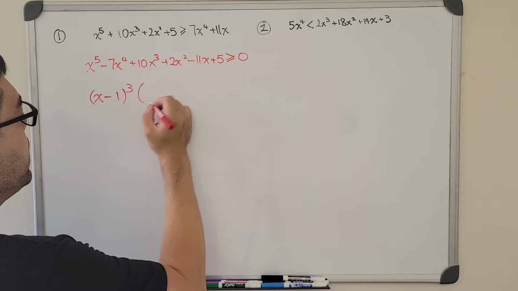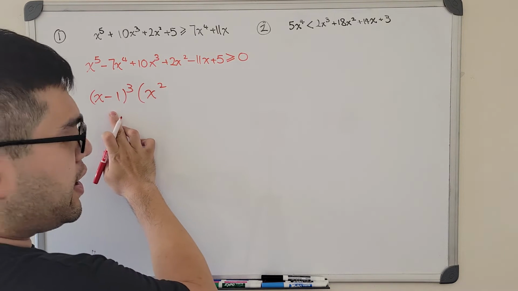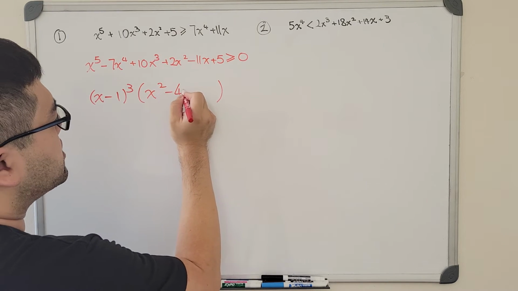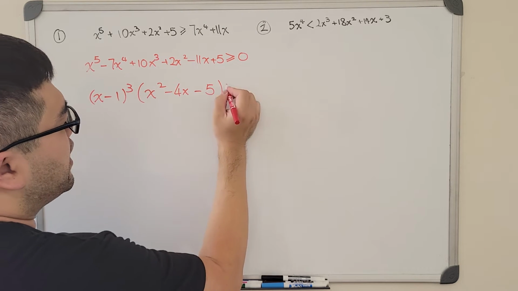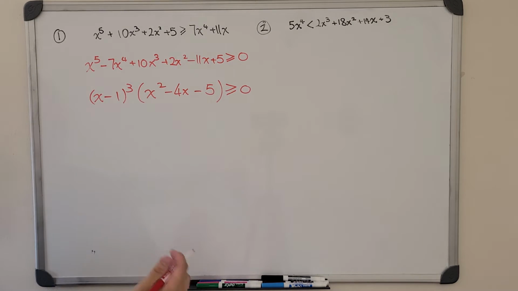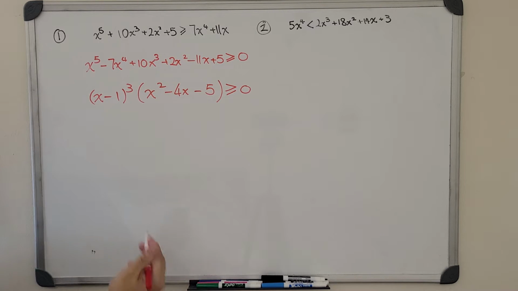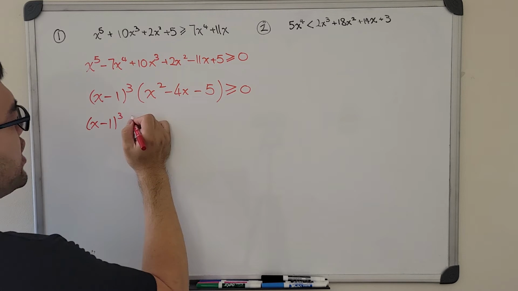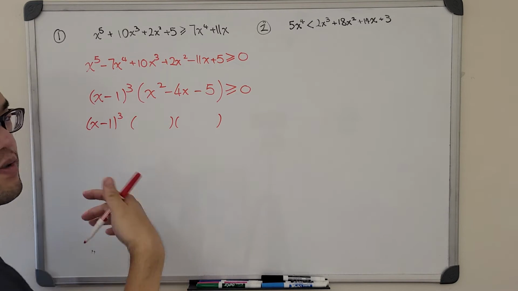so that we eventually will end up with the following. We get 3 copies of x minus 1, and then for the remaining part, we get x squared minus 4x minus 5, which is still greater than or equal to 0. Good. And now, for the second part, we still can reduce a little bit more. In other words, we can try to factorize it, so that now we will get 2 more linear terms. So this is obvious enough.